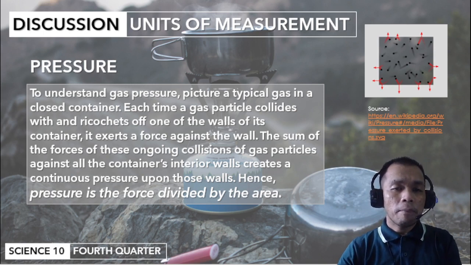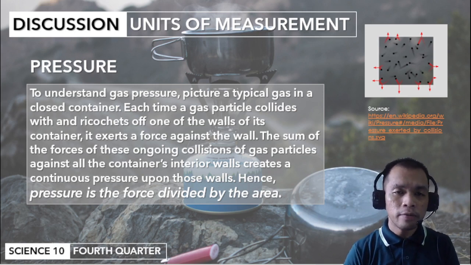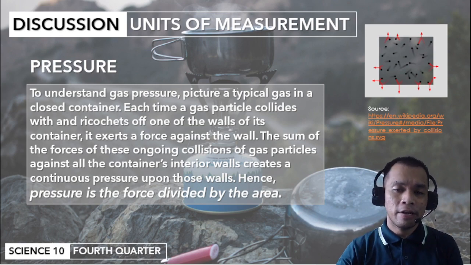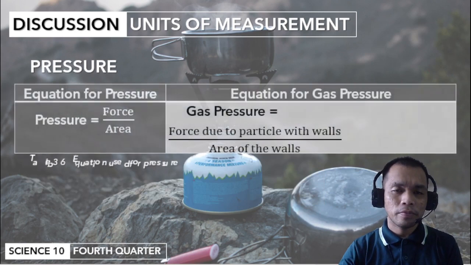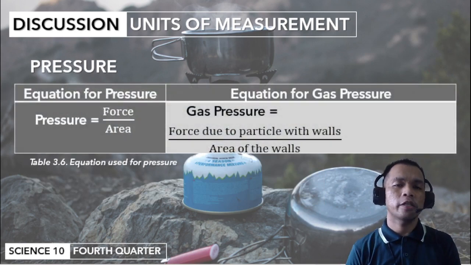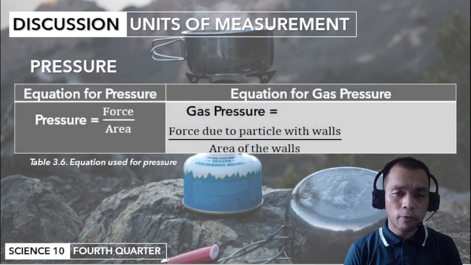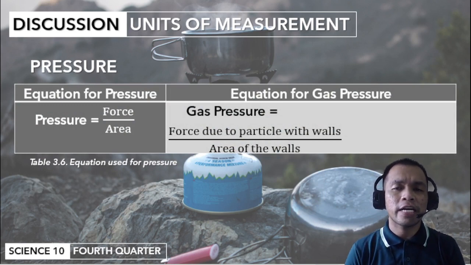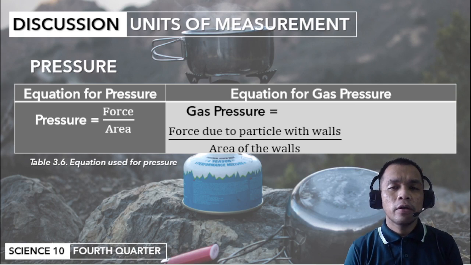Hence, pressure is the force divided by area. So let us remember this one. Pressure is the force divided by the area. Okay, let's proceed to the next one. Now, for us to compute pressure, we have pressure equals force over the area. And when we talk about the equation for gas pressure, we have gas pressure is equal to the force due to particle collisions with the walls over the area of the walls.